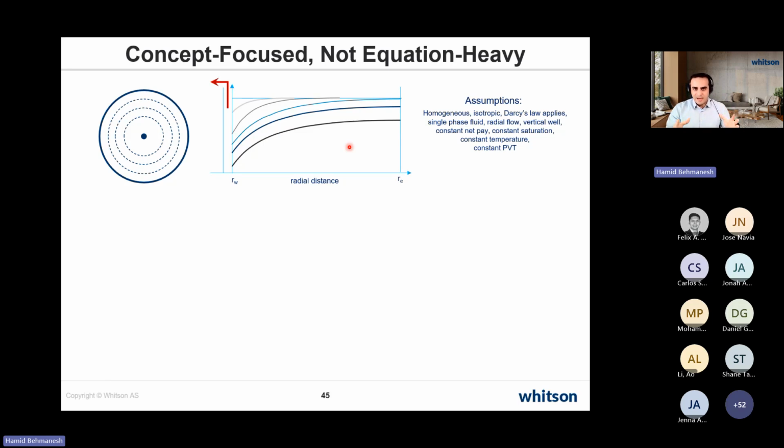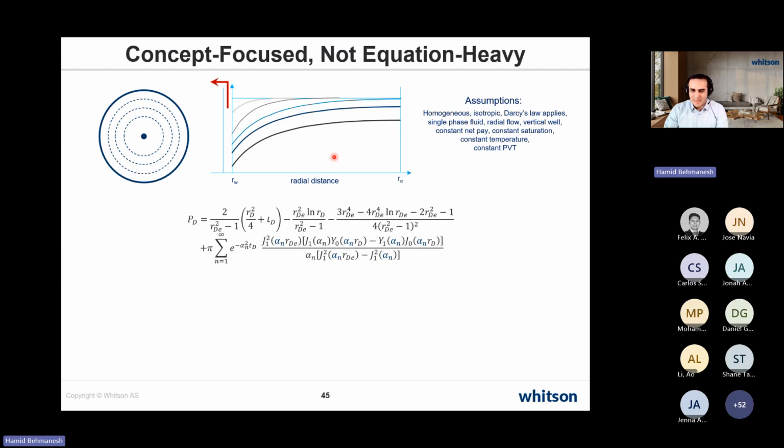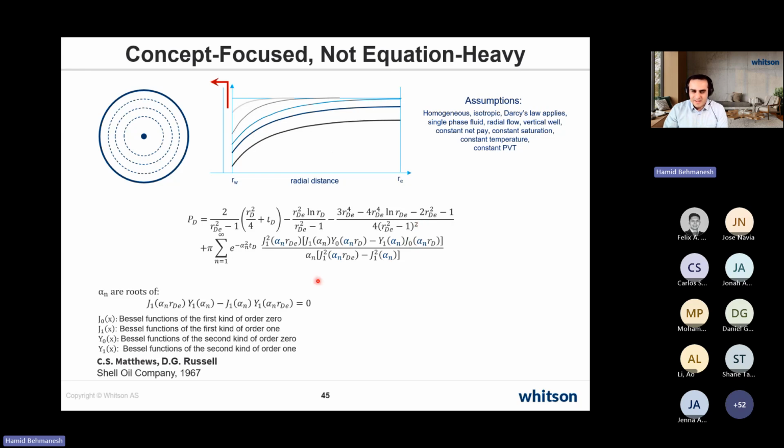But the idea is to make this talk mainly concept focused, not equation heavy. With all of these assumptions for this geometry that I'm presenting to you, this is the equation that we're going to deal with. And this equation is very impressive, for those people who solve this problem with all the Bessel functions of kind 0 and 1. I tried to get ChatGPT to give me a solution, but it definitely was not close to what I was expecting.